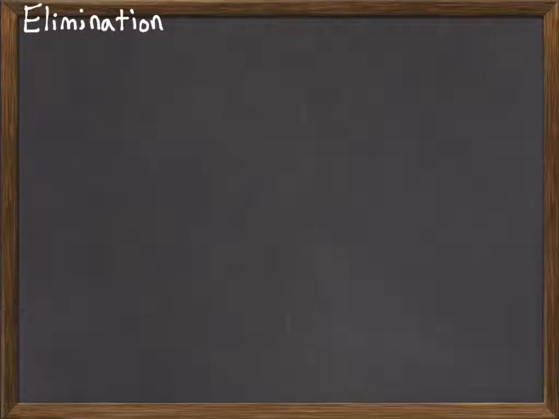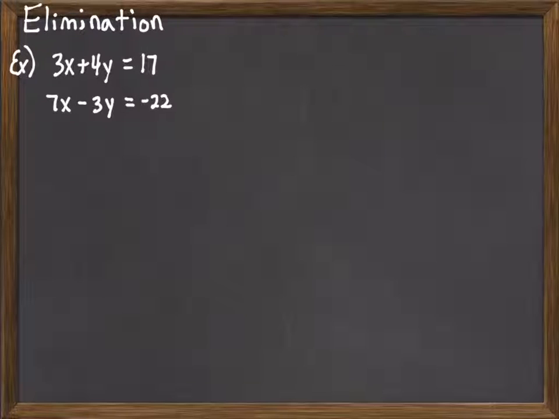Okay, so we're going to look at a couple more examples of our elimination method. And so let's get started here. Consider the system 3x plus 4y equals 17, 7x minus 3y equals negative 22.